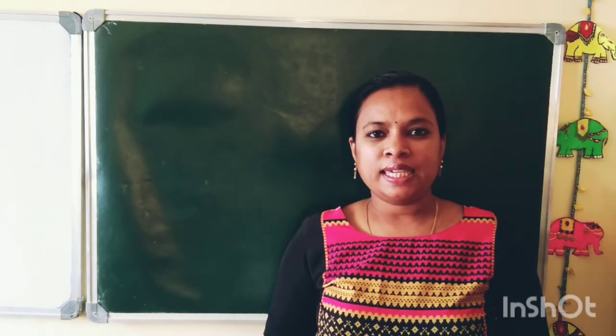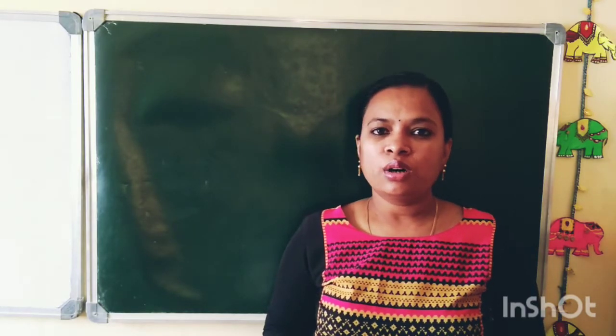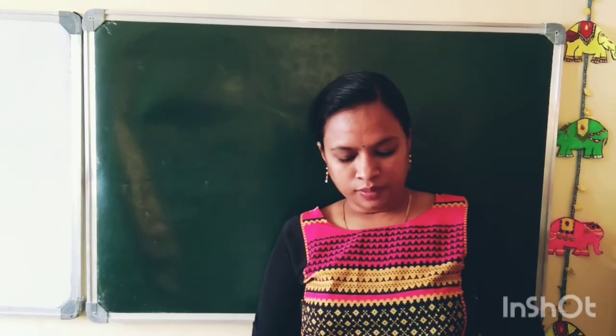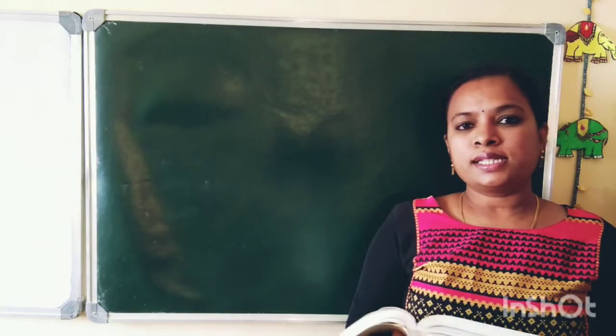So today we will see another type of question where we are going to apply the surface area of a cuboid. Here is a question. The dimensions of a rectangular box are in the ratio of 2:3:4 and the difference between the cost of covering it with a sheet of paper at the rate of rupees 8 and rupees 9.50 per meter square is rupees 1248. Find the dimensions of the box. So now let's see how to solve this question.